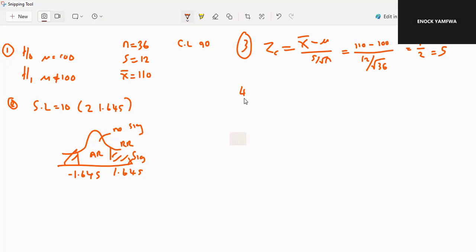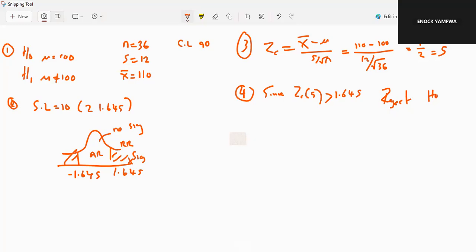What is our conclusion? Since our Z calculated, which is 5, is greater than 1.645, we are going to reject H0 and conclude that there is a significant difference. Reject H0 and conclude that there is a statistical difference.